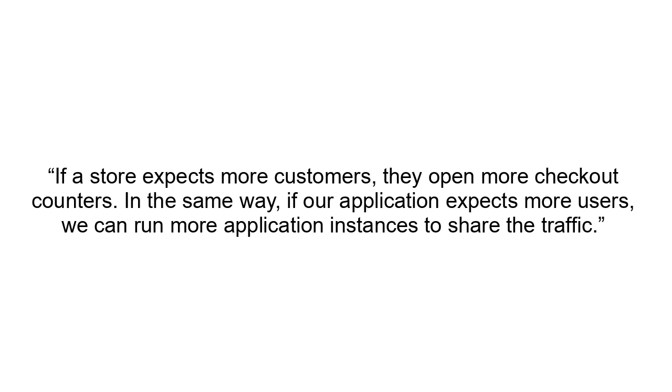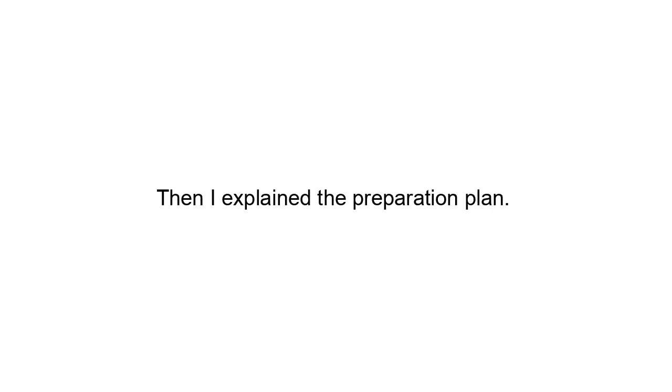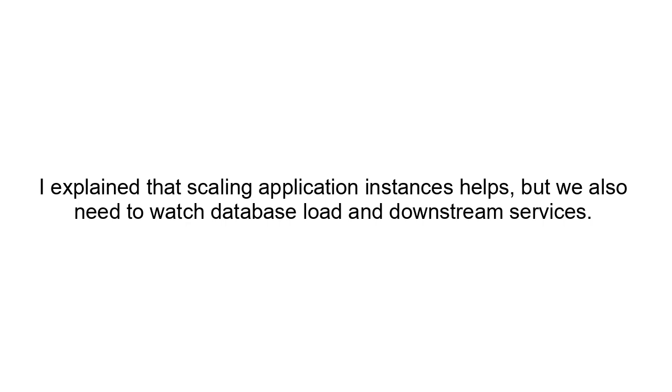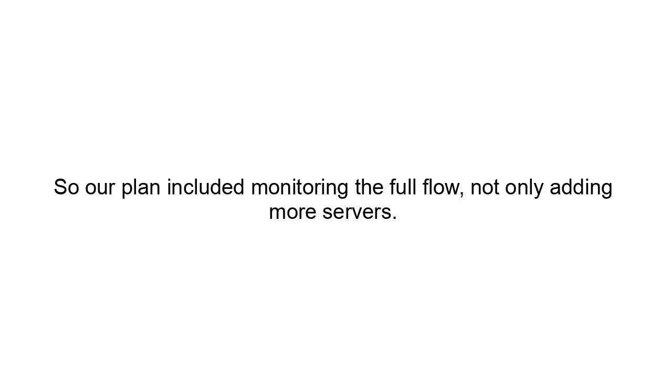In the same way, if our application expects more users, we can run more application instances to share the traffic. Then I explained the preparation plan. We checked current traffic level, expected campaign traffic, application CPU and memory usage, database capacity, API response time, auto-scaling rules, monitoring dashboards, alert thresholds, rollback plan. I explained that scaling application instances helps, but we also need to watch database load and downstream services. So, our plan included monitoring the full flow, not only adding more servers.